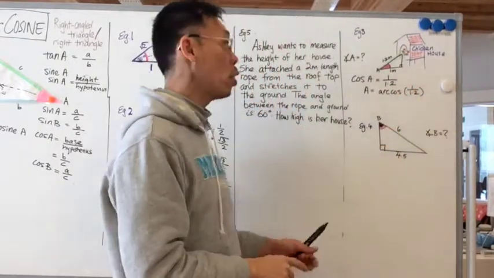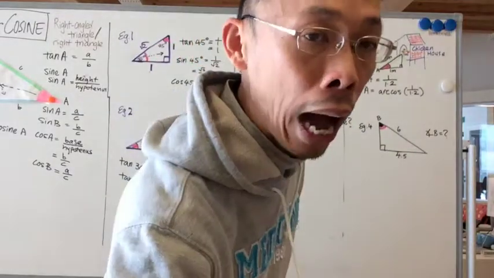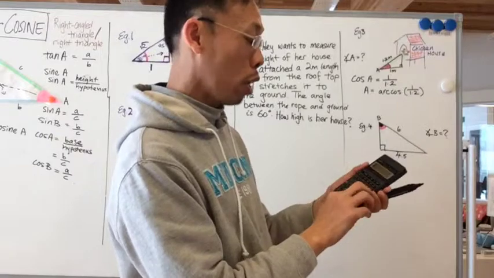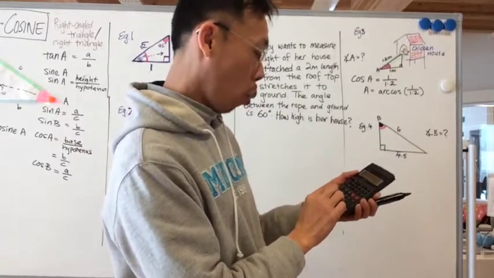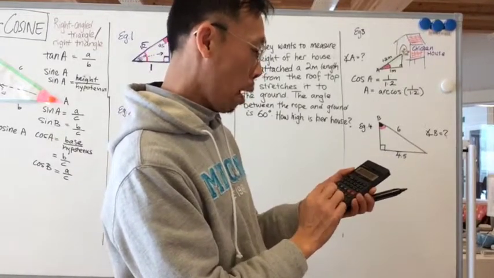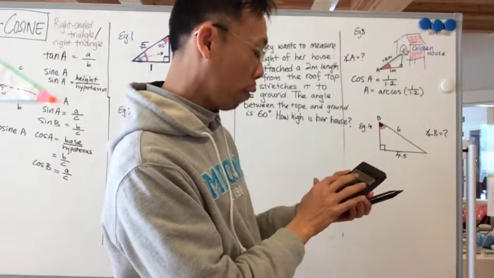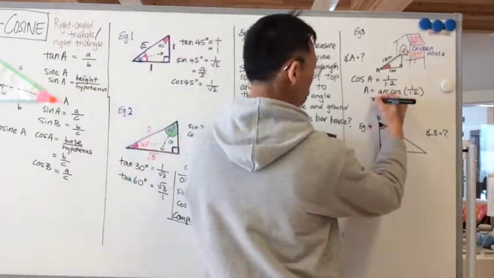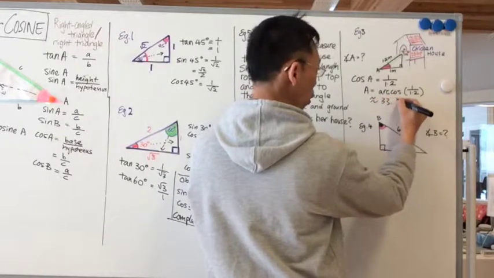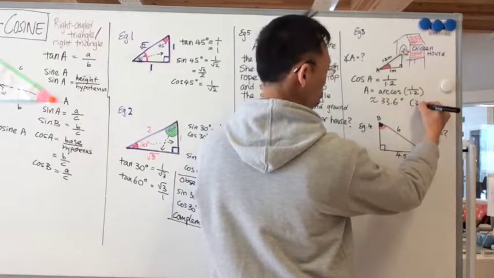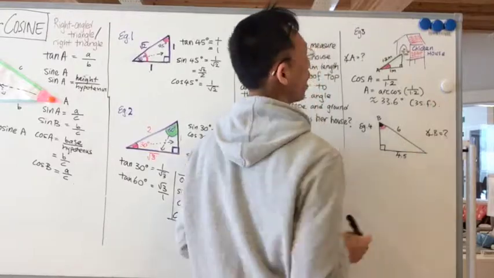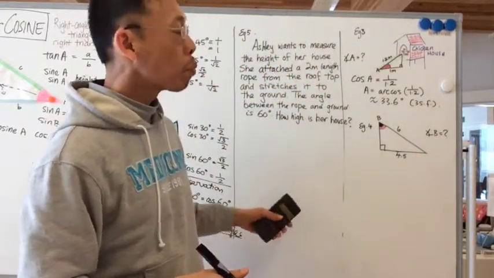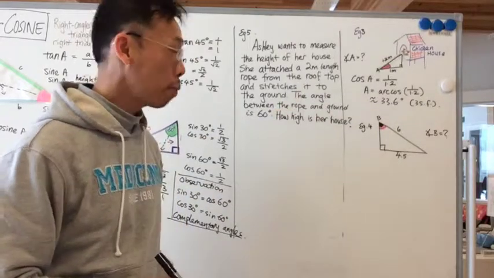Now, I don't really know the answer to this, so I have to use a calculator. This is a simple calculator, but you can use your GDC as well. So 1 over 1.2, and then arccosine of that. Well, I get roughly 33.6 degrees, 3 SF. That's the answer, 33.6 degrees. So that's the angle A.